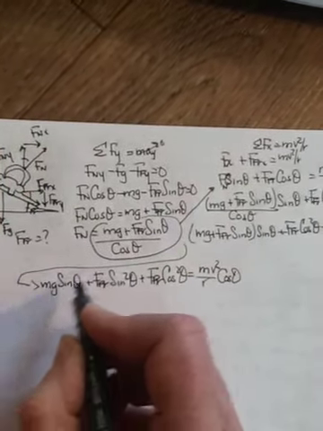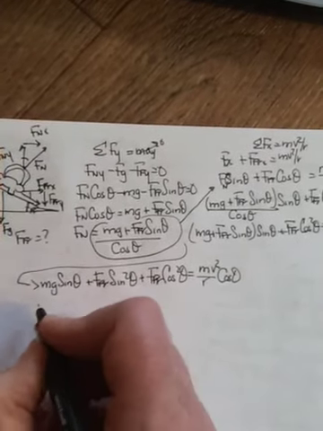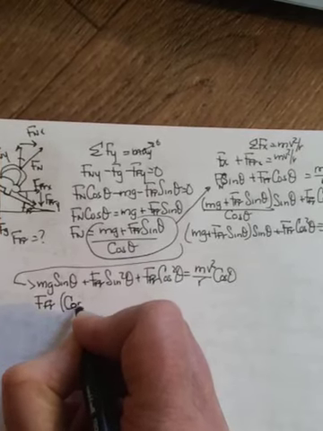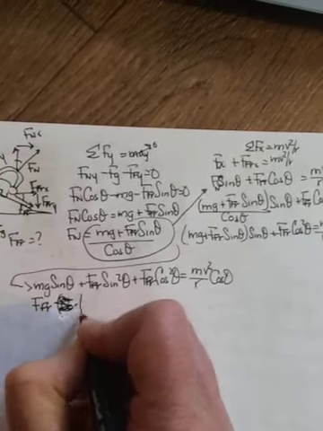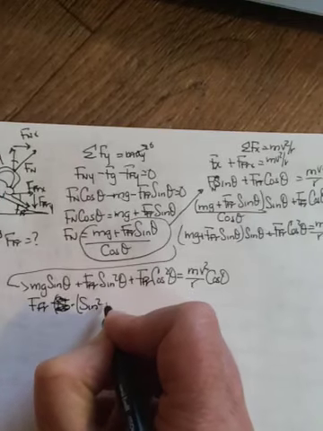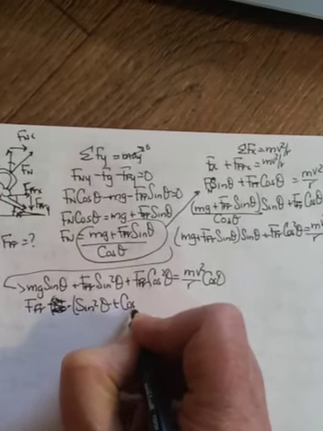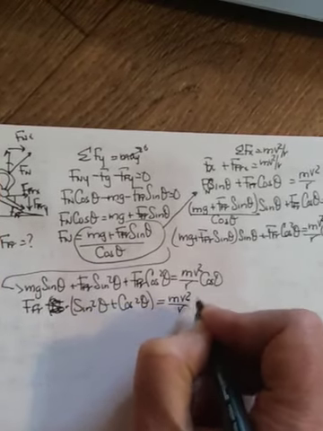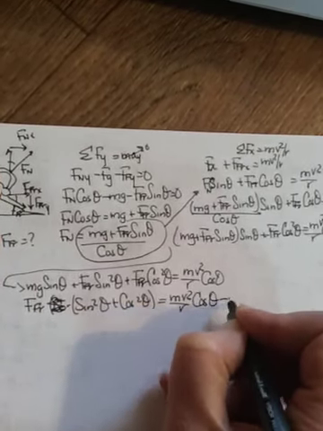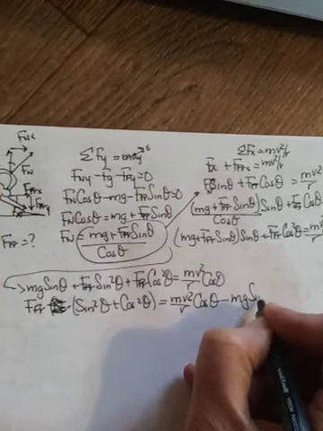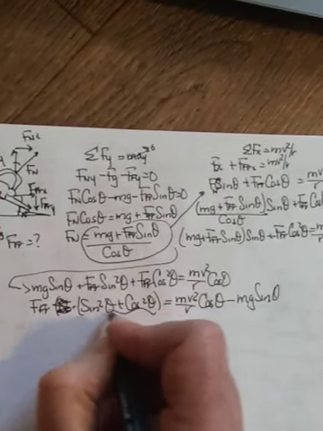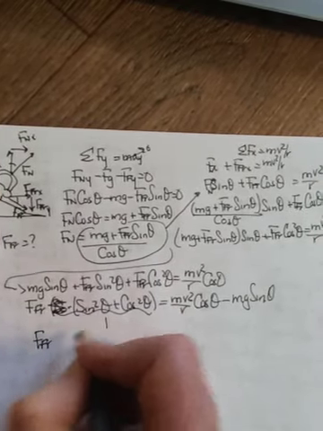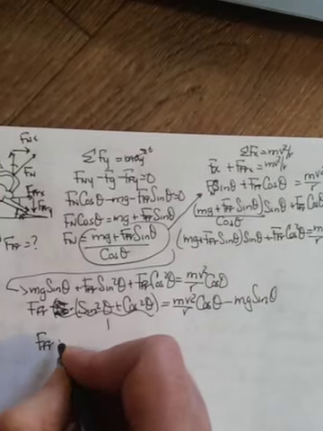Take your terms that don't have FFR in it to the other side, pull out an FFR, so you have FFR times sine squared theta plus cos squared theta. My sine term was first, but it doesn't really matter. And on the other side, mv squared over r cos theta minus mg sine theta. And hopefully you recognize this wonderful trig identity equal to 1. And so then we just have FFR on this side, and on the other side we can fill in our numbers.